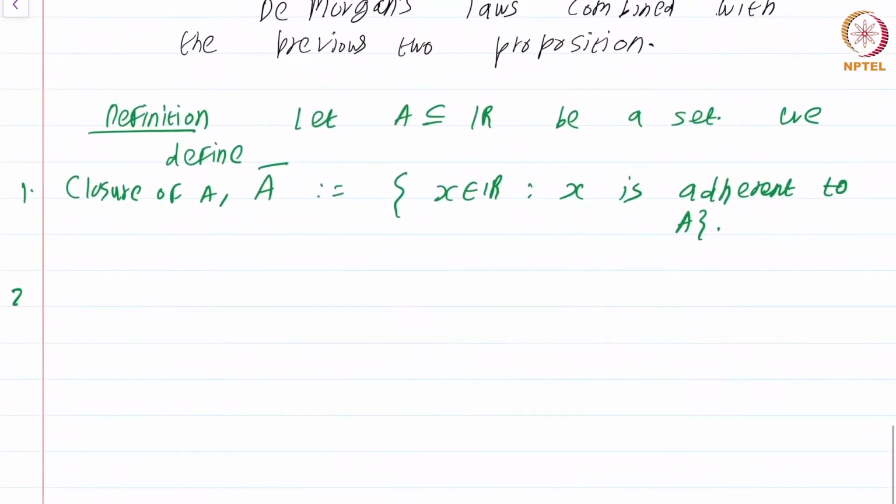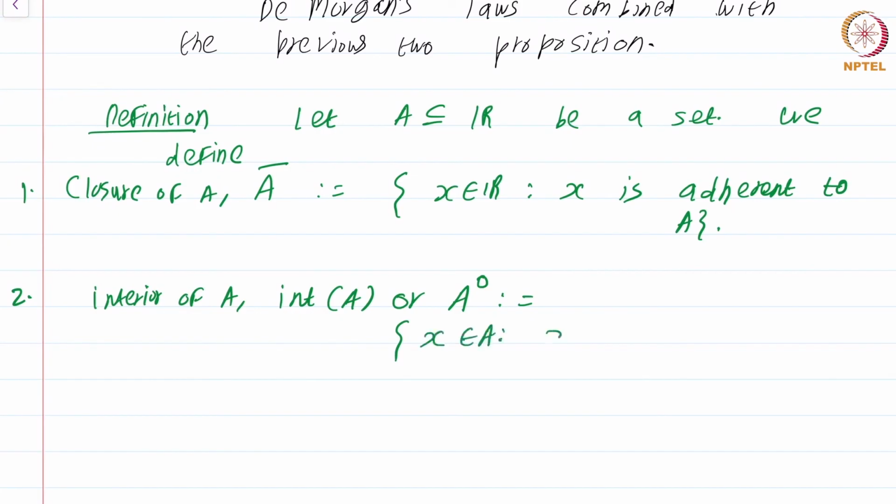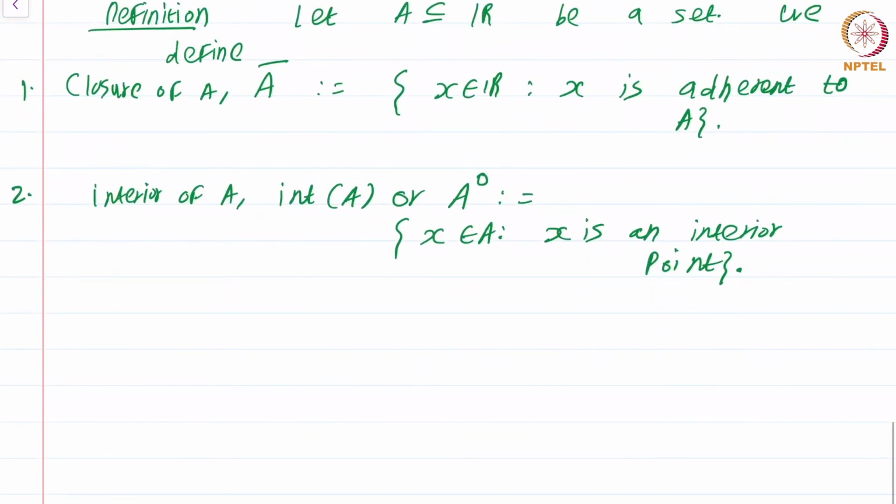Okay. And the second is interior of A. This is denoted int A, or sometimes like this. I don't like the second notation because some textbooks use that for complement. I prefer writing interior of A. x in A such that x is an interior point. Okay. So these are two things. I want to define one more thing. I want to give it as a separate definition.